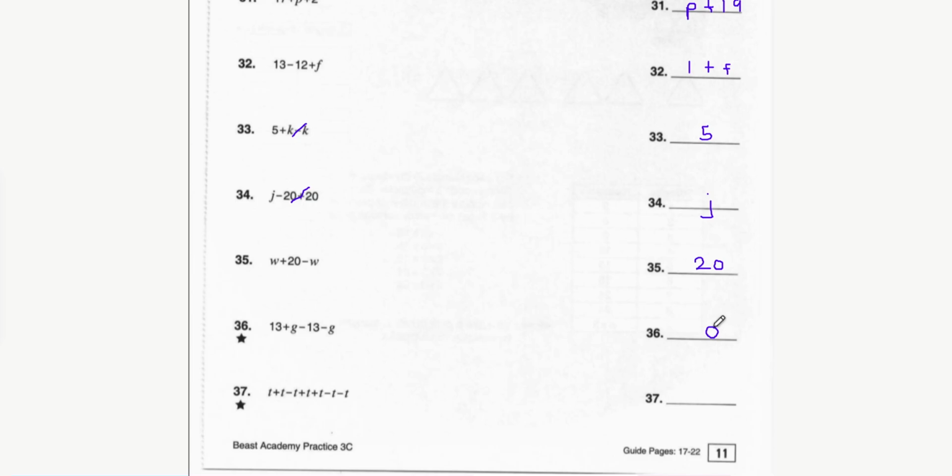Next, we have 37. We start with t plus t. Subtracting 1 t leaves us with t. And then adding 2 t's and subtracting 2 t's is the same as doing nothing. So this expression simplifies to t.